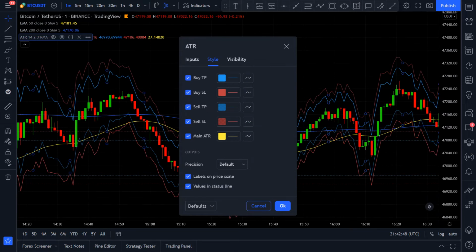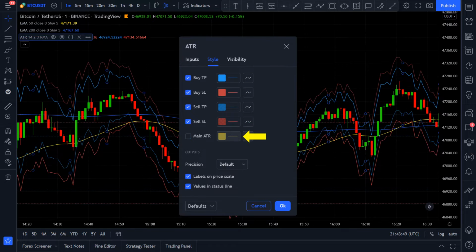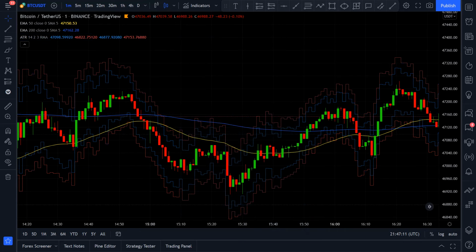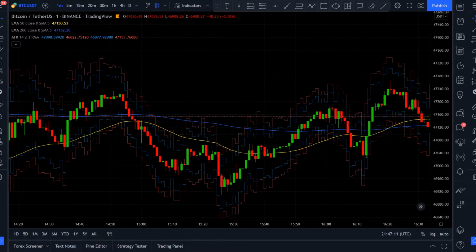Now go into the style settings. Once you're there, uncheck the main ATR and set all the line styles to step line. And with that, your chart is all set. Now let's see the rules for long and short entries.